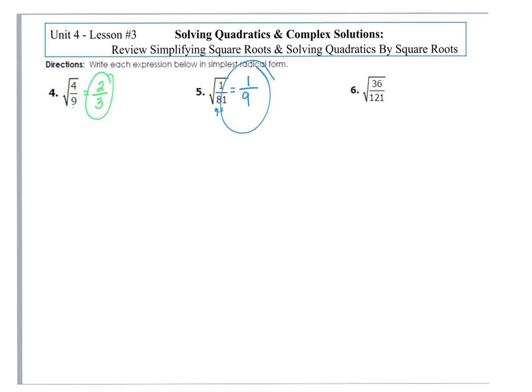And number 6, we have the square root of 36/121. Okay, they're both perfect squares. The square root of 36 is 6. That's what comes out. The square root of 121 is 11. So my answer is 6/11.